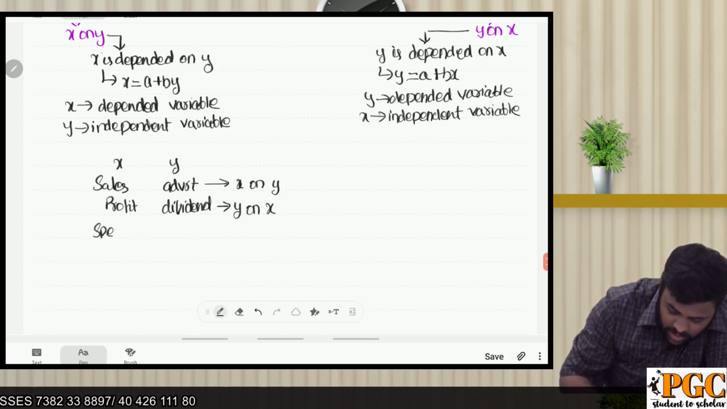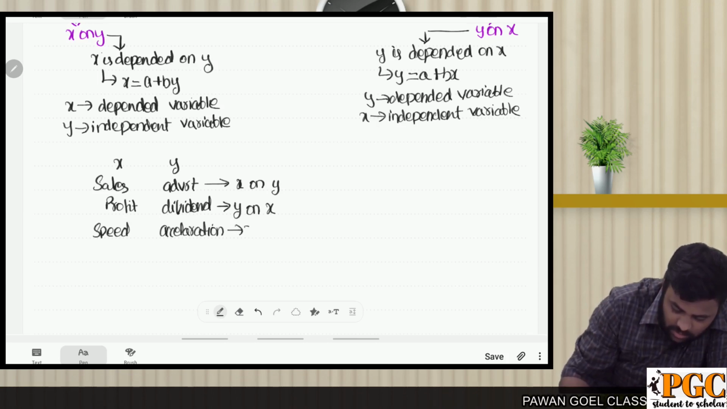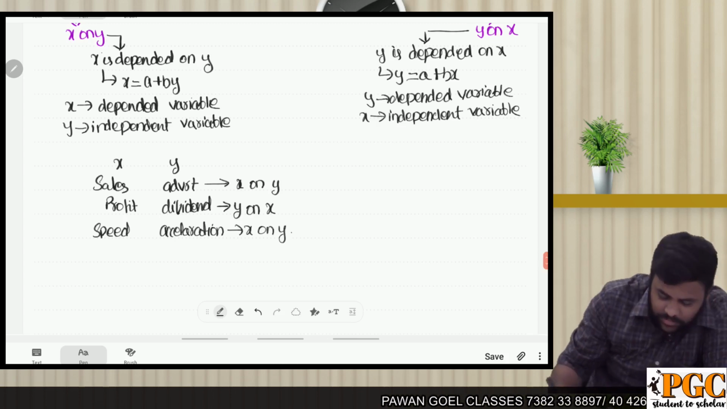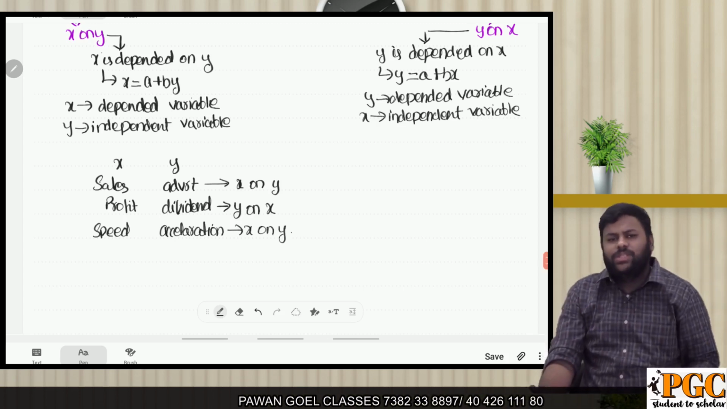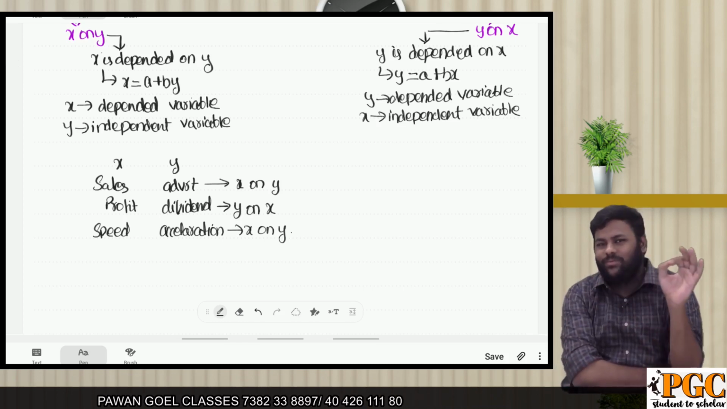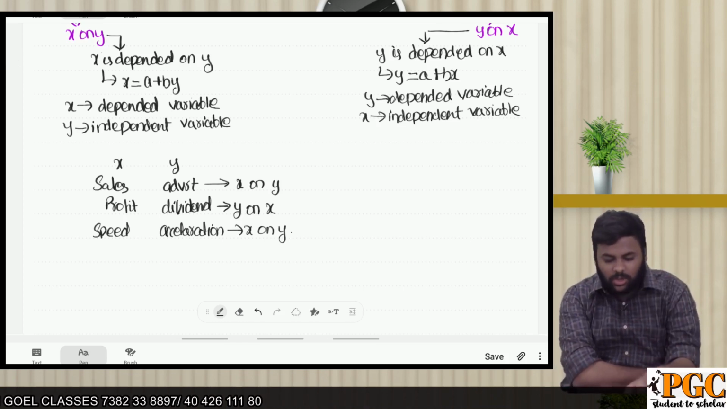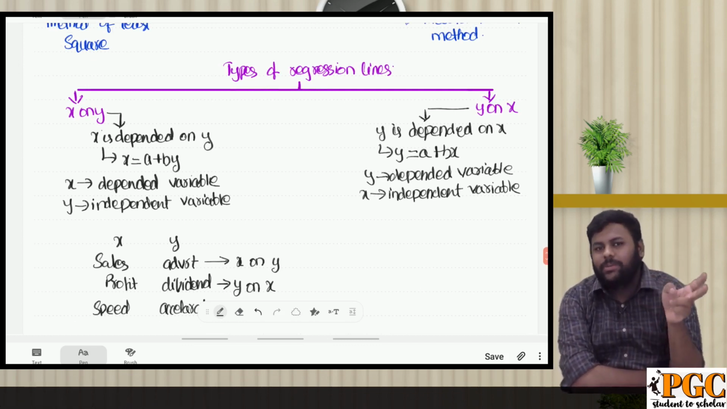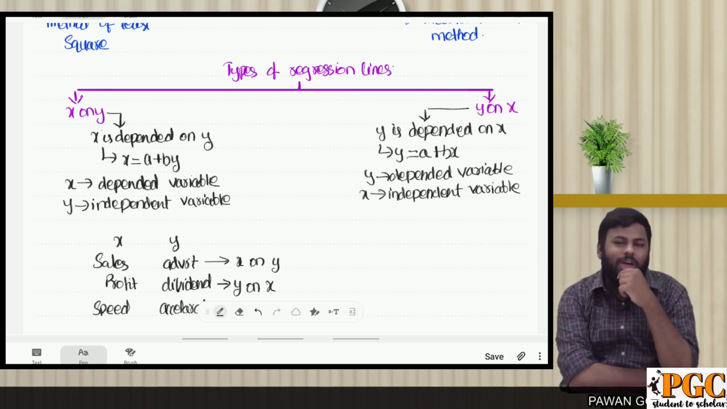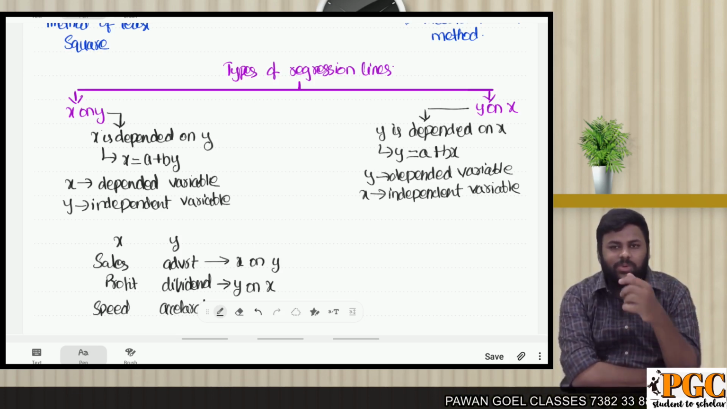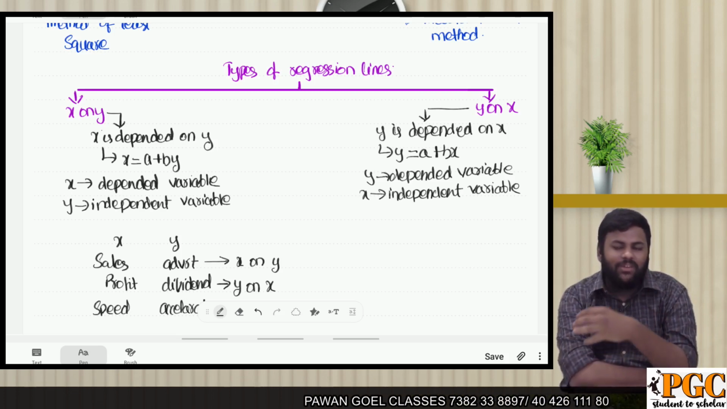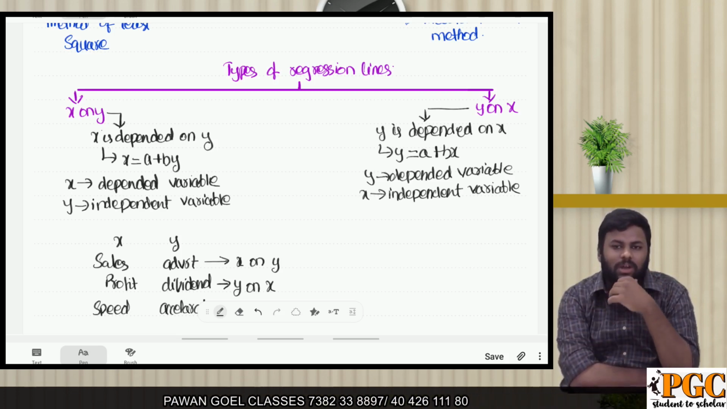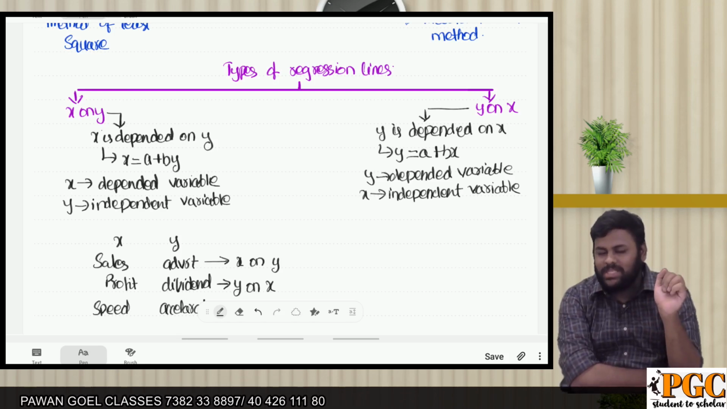Next, speed and acceleration. Now tell me what you are supposed to compute, x on y or y on x? We are supposed to compute x on y. Okay, so I hope it is clear, my dear friends, what is this x on y and what is this y on x. There are two types of regression lines, x on y and y on x. The x on y equation is x is equal to a plus by, and the y on x equation is y is equal to a plus bx. So I hope the basic point is clear.